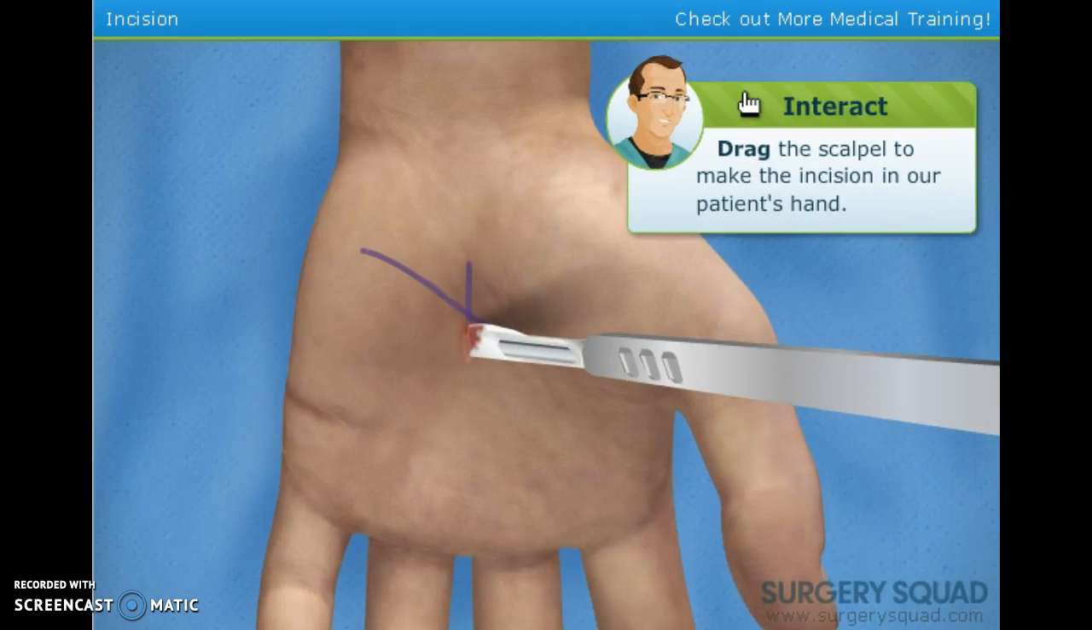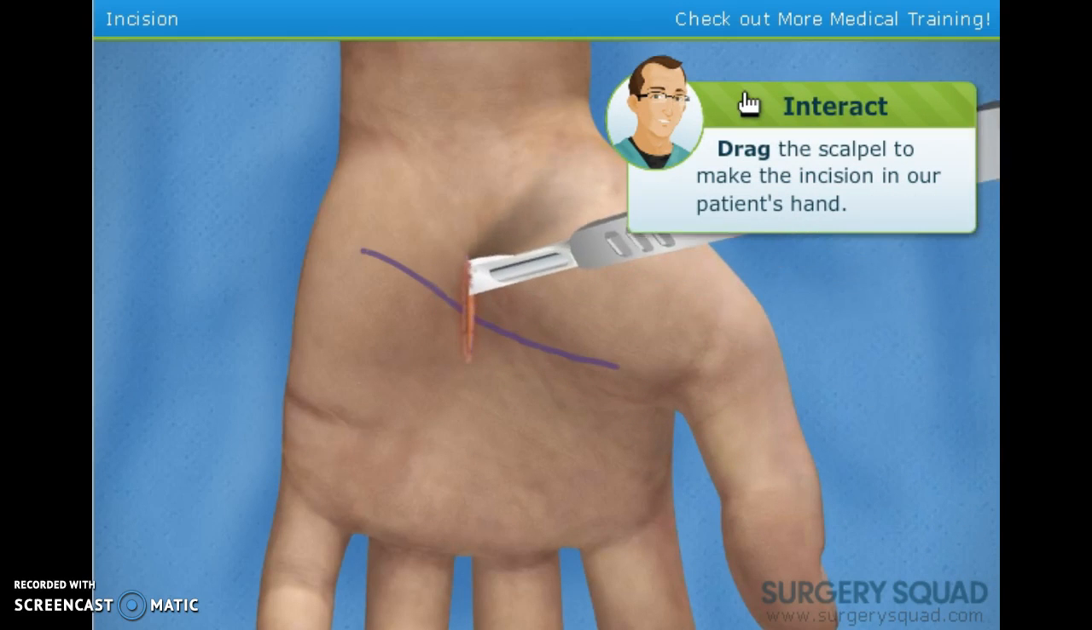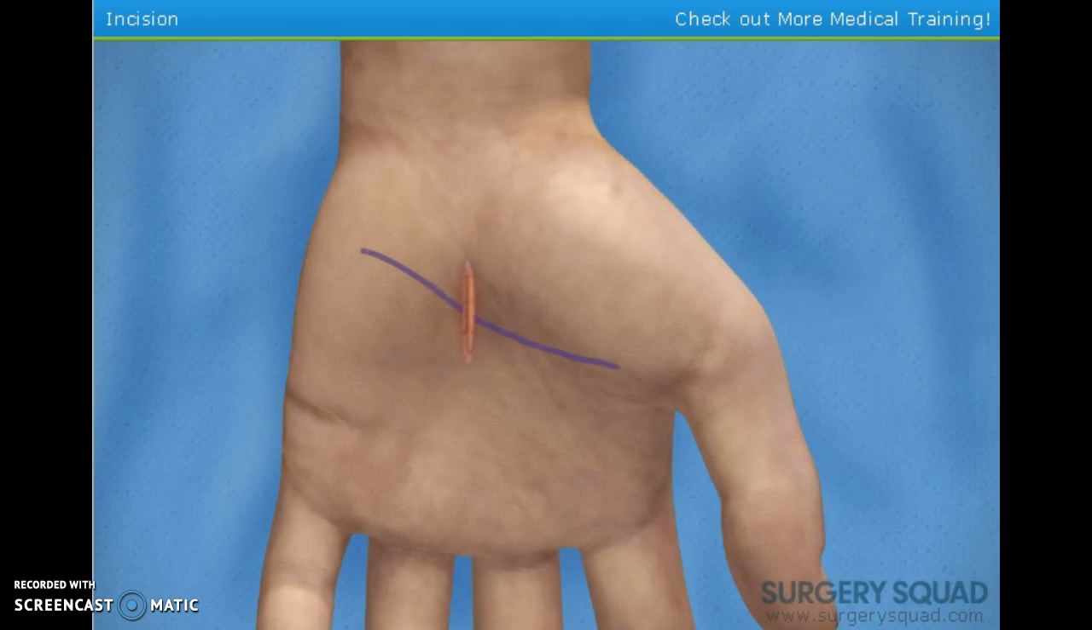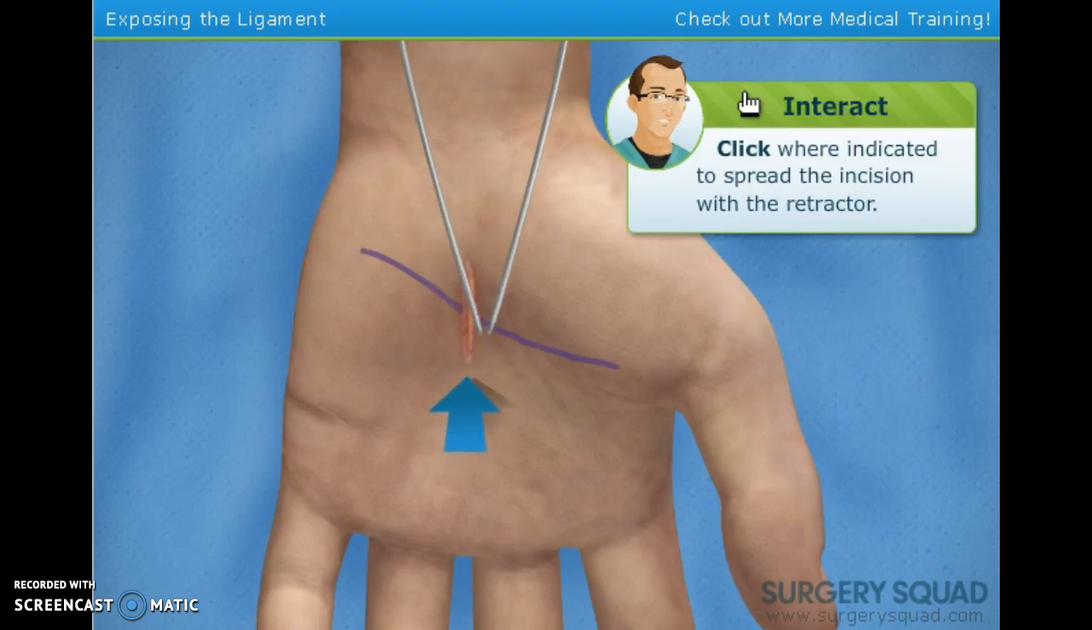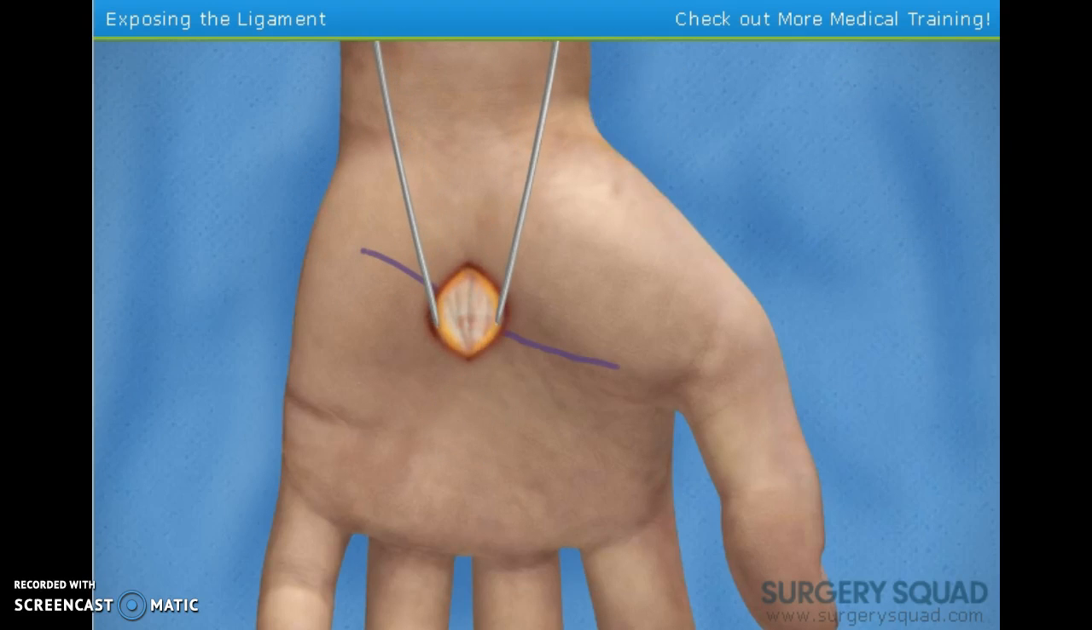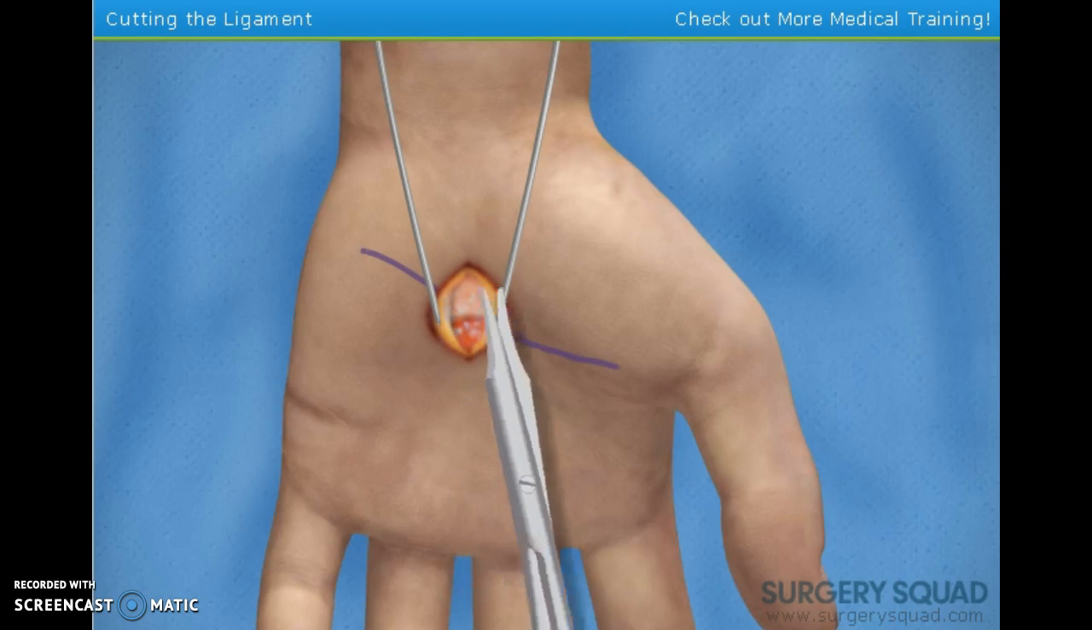Nice. I couldn't have done it better myself. Now we'll spread the incision wider to expose the transverse carpal ligament. This band of tissue is the cause of the problems. Place the retractors into the incision and spread it open. I think you're a natural at this.